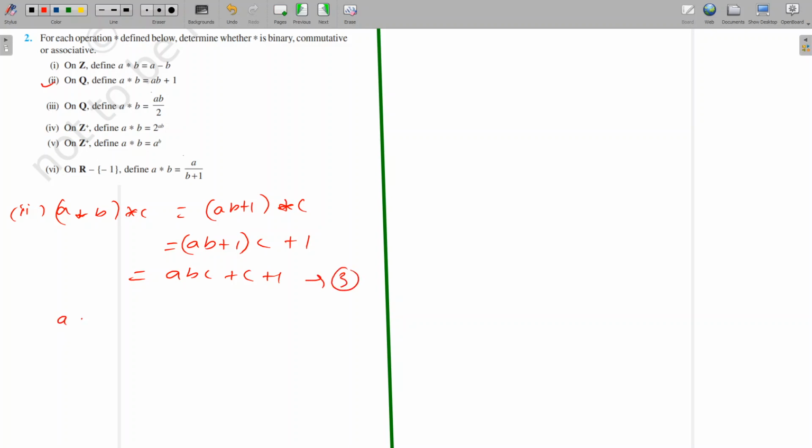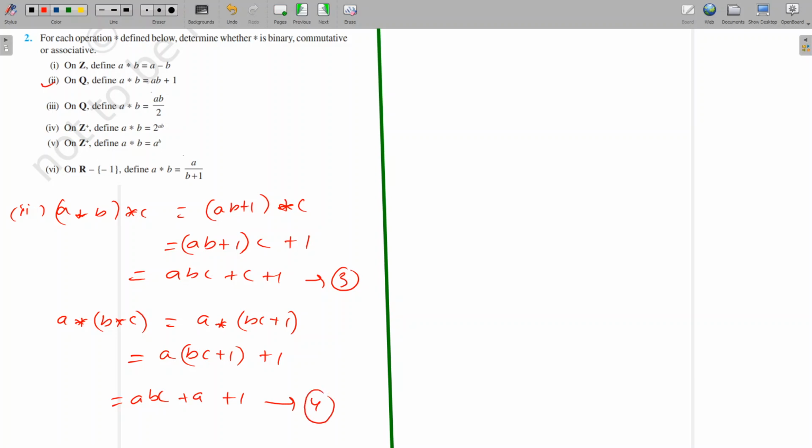Now let us find the value of A star (B star C). So in this first we'll operate B star C. So this will give us BC plus 1. Now operating this one, for the time being we'll consider BC plus 1 as B. So we'll get A into (BC plus 1) plus 1, because A star B is defined as AB plus 1. So this will give us ABC plus A plus 1. So let this be fourth one.